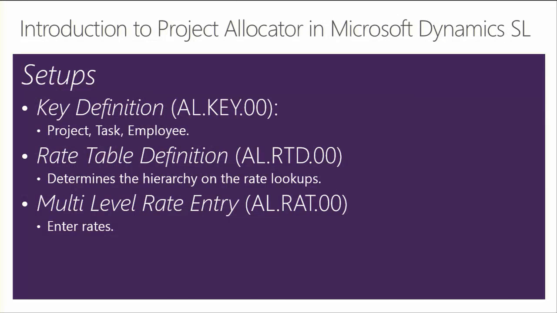The first setup step is a key definition. This is where you define how Allocator is going to act when it sees a transaction in project. Is it going to act based upon the employee ID, or based upon the labor class used, or based upon the project? The second is we're going to set up rate tables that then allow us to put in rates based upon those keys. And when we set up those rate tables, there's a screen where we do data entry where we put in our rates, called the multi-level rate entry. We'll do that.